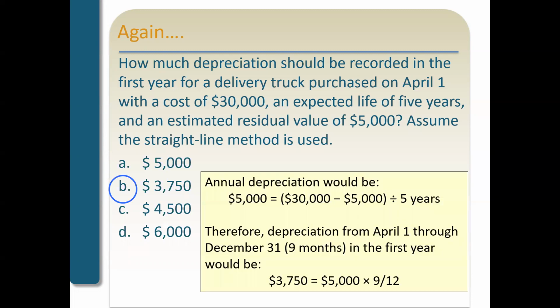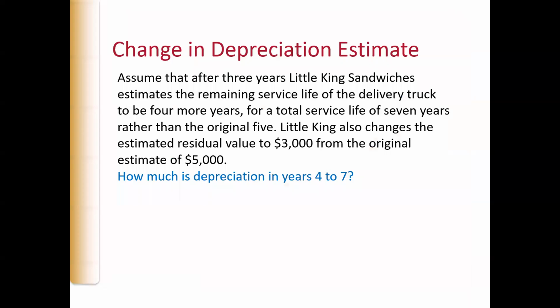The annual depreciation, you're right, would be 5,000, but since this one was purchased on April 1st, we've only got 9 months out of 12 months for the first year. So 5,000 times 9/12 since we bought it in April. We take 9 months out of 12 months and we get $3,750.